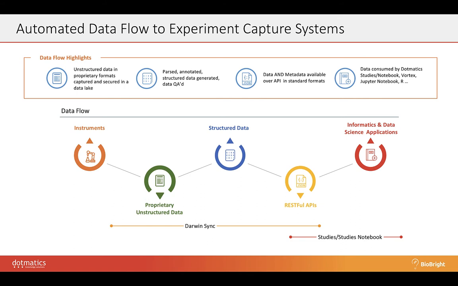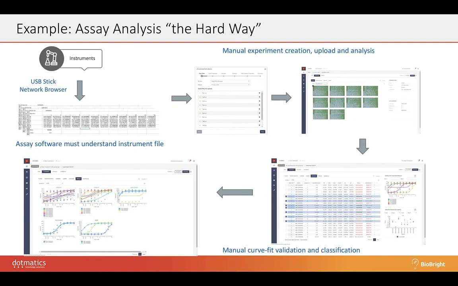The difference this time now is that the data is going to be converted into standard format and then handed off over an API to be consumed, in this case in Dotmatics, by Studies, which is the assay data management system, or Studies Notebook, which is the ELN. But with the API, of course, this could also be sent to any other third-party software. For this example, I chose assay analysis.